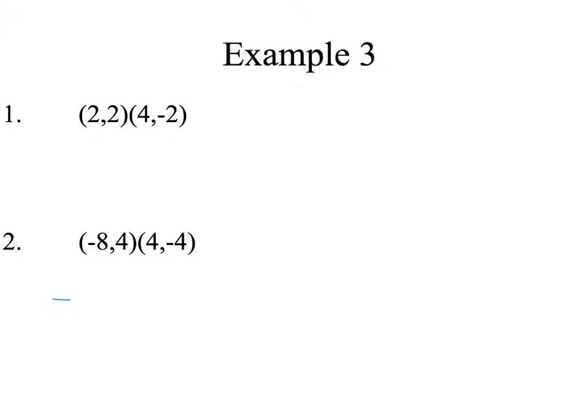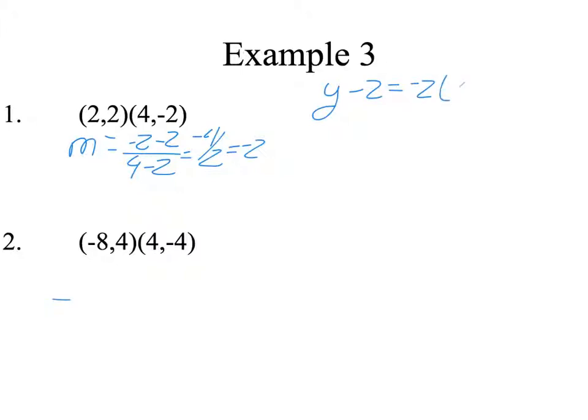So now that you've had a chance to look at them, we're going to go through them together so you can see it. So I'm going to find my slope. Negative 2 minus 2 over 4 minus 2. That gives me negative 4 over 2, or negative 2 as my slope. Plugging that in, y minus 2 equals negative 2 times x minus 2.